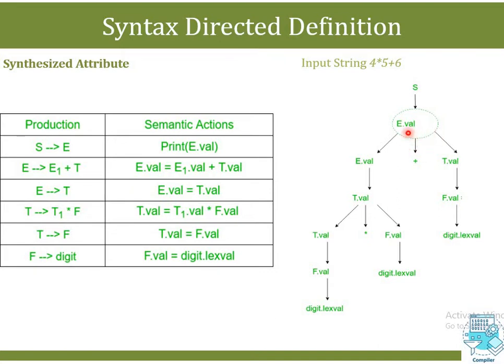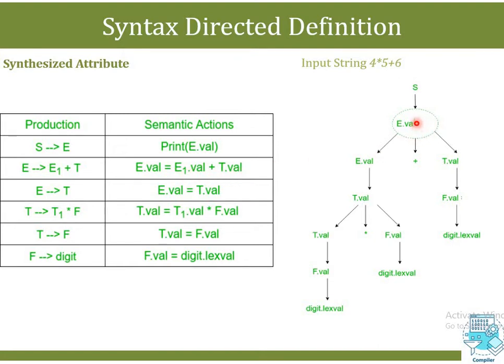So if you want the value of E dot val, how can you calculate it? You have to refer to the production. So here E dot val is expanded to E1 plus T. So this node is expanded to E plus T. Okay, so you have to refer to this production rule, this semantic rule. What this rule says: E dot val equal to E1 dot val plus T dot val.